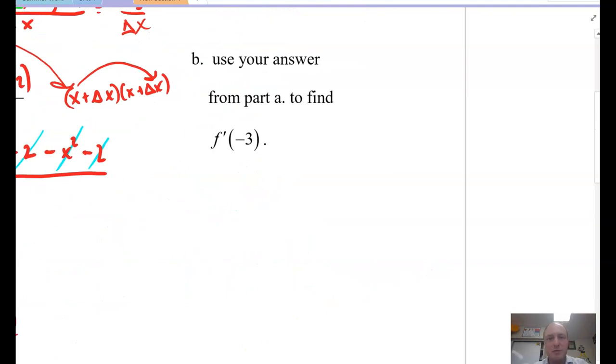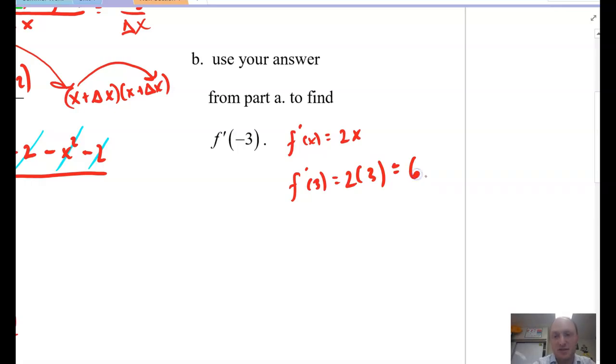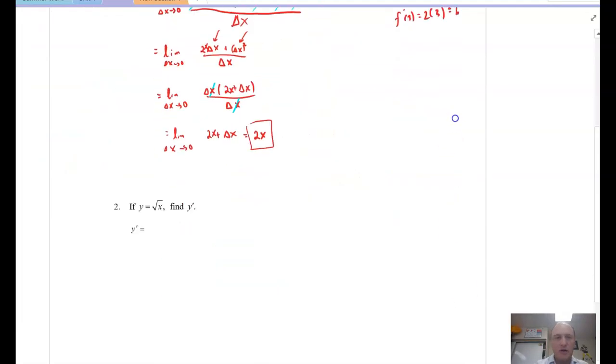Part B says use your answer from part A to find f prime of 3. Well, I know that f prime of x is equal to 2x. So in order to find f prime of 3, all we do is evaluate. 2 times 3 is 6. Good job. You got it. So that's finding the derivative, which is 6. All right, moving on.